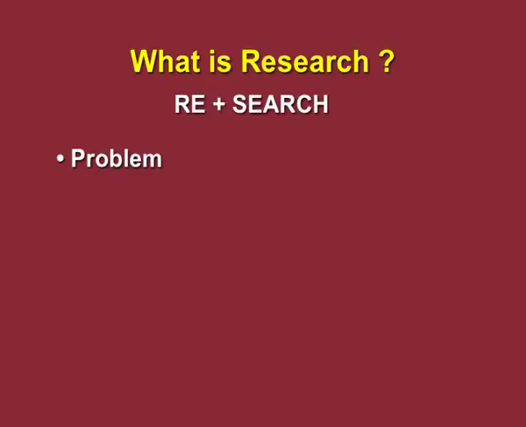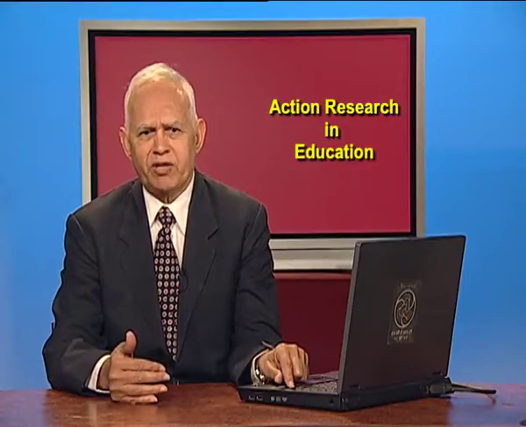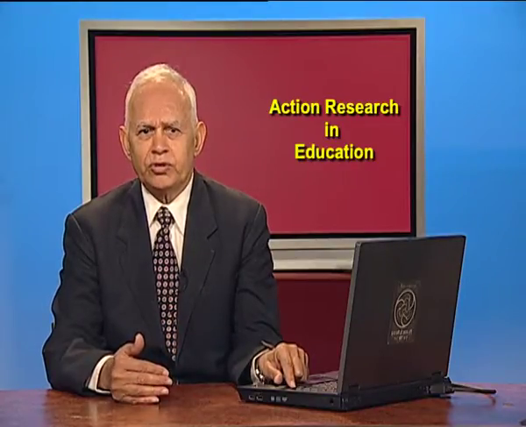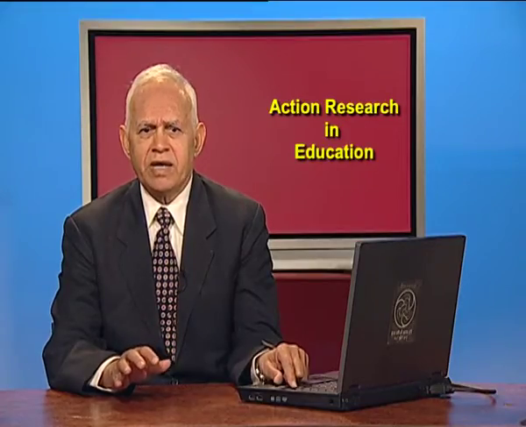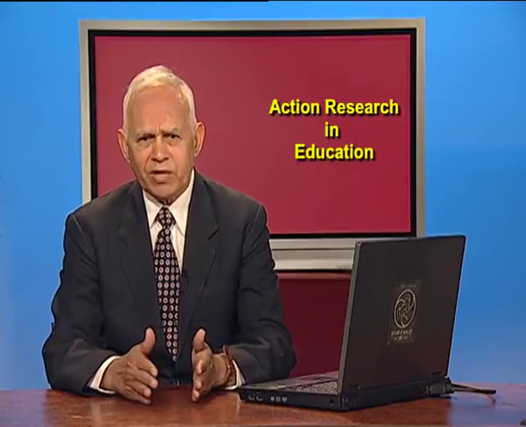Now, in research you have to have a problem. Once you have a problem, you try to find the solution of this particular problem. To find the solution, you have to do some activities, and you cannot do activities randomly. These activities have to be carried out systematically, or scientifically. The meaning is that different activities are to be done in a particular sequence. You cannot change the sequence.